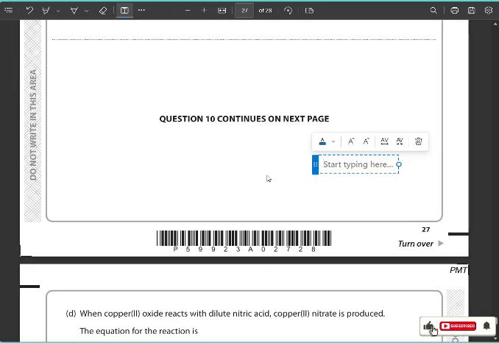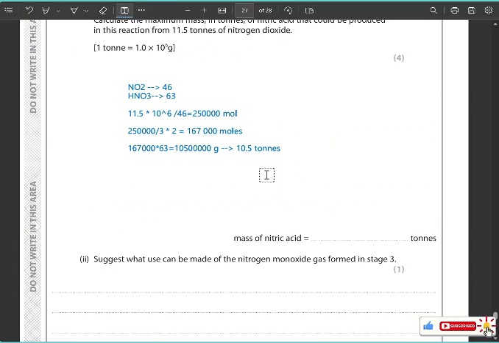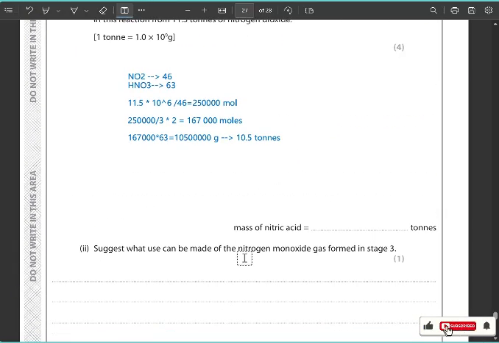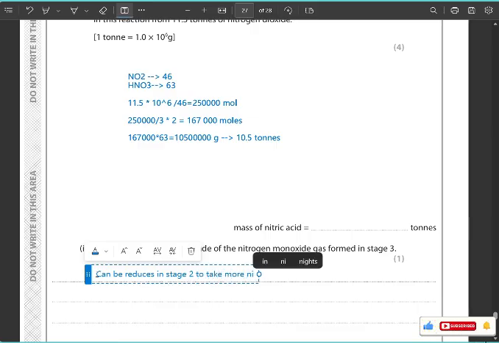And I think the next question is, suggest what use can be made of the nitrogen monoxide gas formed in stage 3, and the answer is it can be recycled in stage 2 to make more nitrogen dioxide.